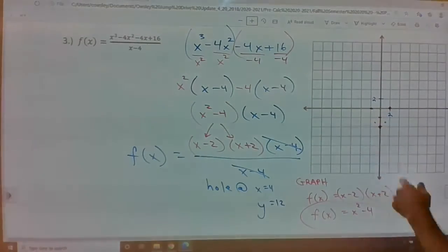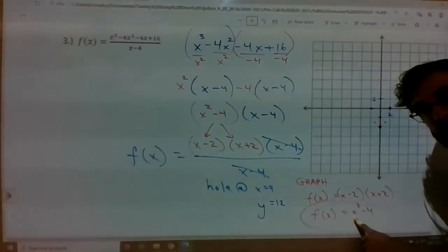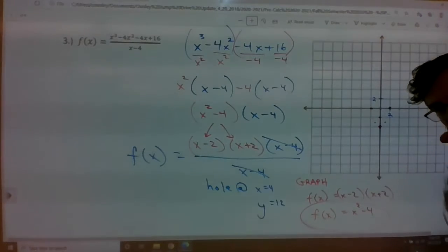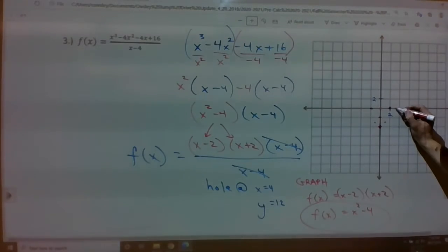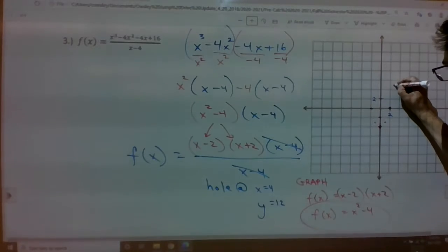So 2, 4. You know what? Here. Plug into 3. 3 squared minus 4, 5. So you're going to be plugging 3, 2, 4, 5.